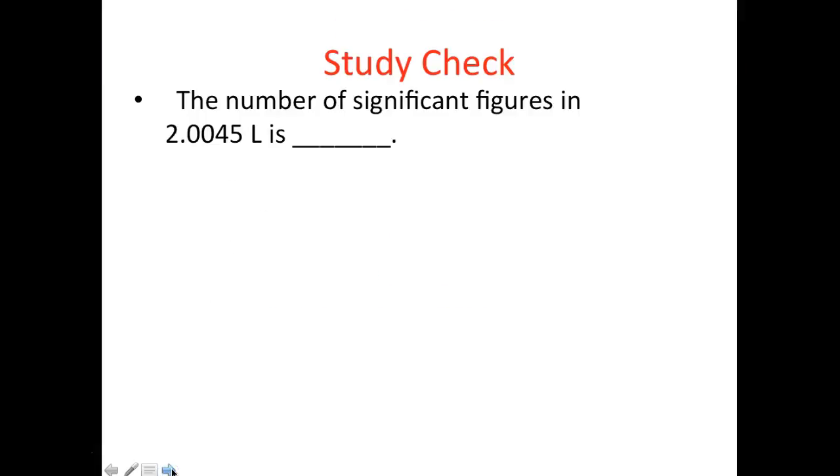All right, the number of sig figs in this number, 2.0045 liters. These zeros are between non-zero digits, so they are significant. So you have 1, 2, 3, 4, and 5. 5 sig figs.